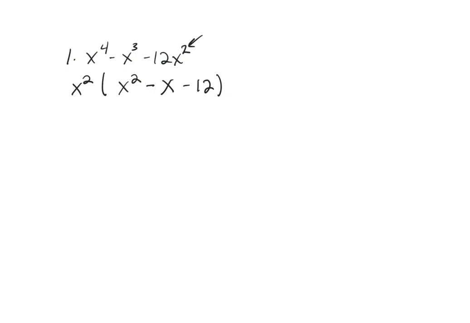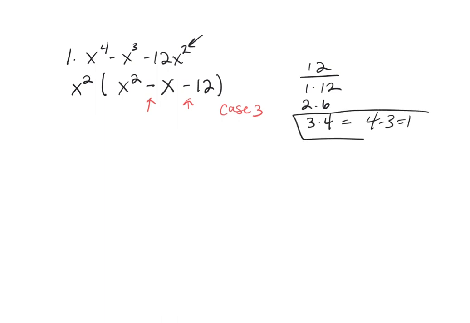Now, if you look at your note-taking guide for this polynomial, you have a negative and a negative. So this is a case 3, which means that we have to find two factors of 12 that will multiply to get us 12 and add, or subtract rather, to get us 1. So we know that it has to be 3 and 4 because 4 minus 3 equals 1. So these are our numbers. So we have to make sure that we bring this x squared down.